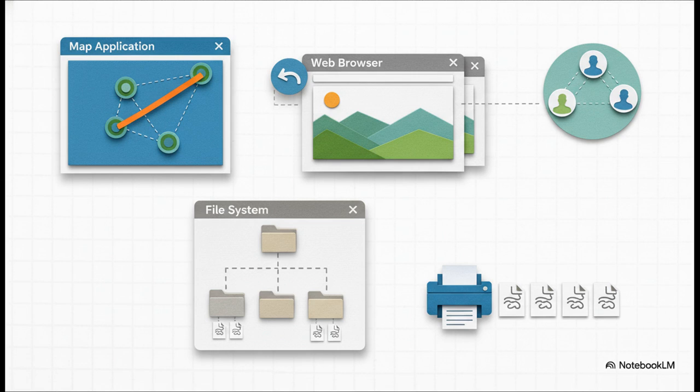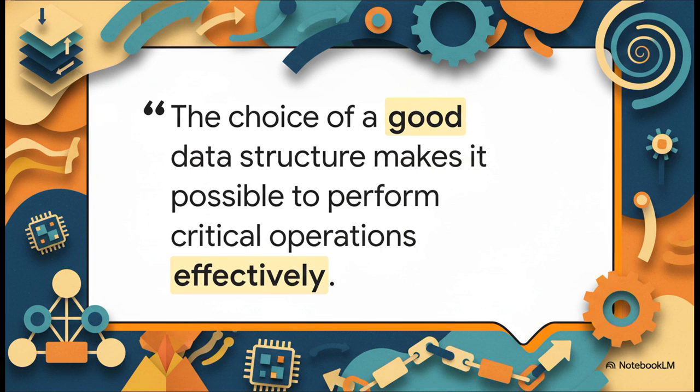You know the back button on your web browser? That's a stack. It just pops the last page you visited off the top. Even the folders on your computer, that's a tree structure. And when you send a bunch of documents to the printer? Yup, that's a queue. And this quote just nails it. Every feature, the speed, the magic of the technology we rely on, it all comes down to a developer somewhere making a really smart choice about which data structure to use for the job. It's all about that behind-the-scenes organization.